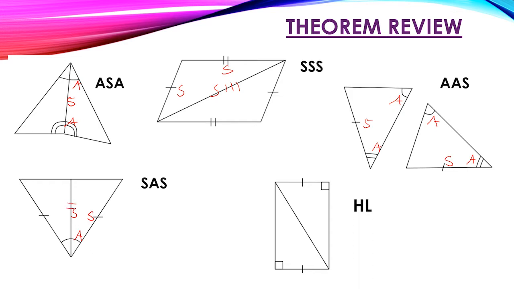And last, we have the hypotenuse leg. We have to have a right triangle, so we have our right triangle right here. You have to have a pair of congruent legs, so right here. And you have to have a congruent hypotenuse, and so this is the hypotenuse in the center here. That is again a reflexive property. And remember, the hypotenuse is always that side opposite the right angle. So we know that this line in the middle here is the hypotenuse because it is opposite both right angles in these set of triangles.